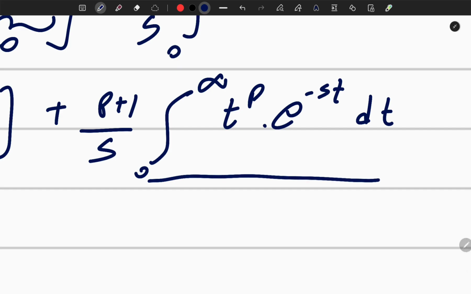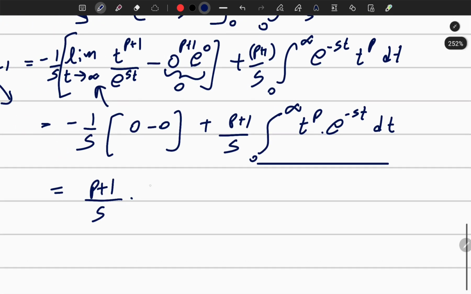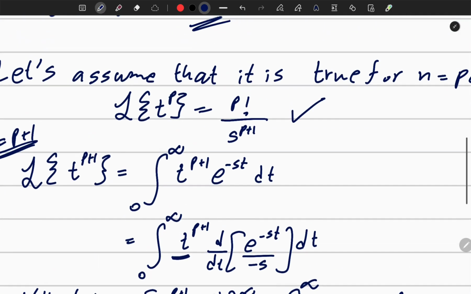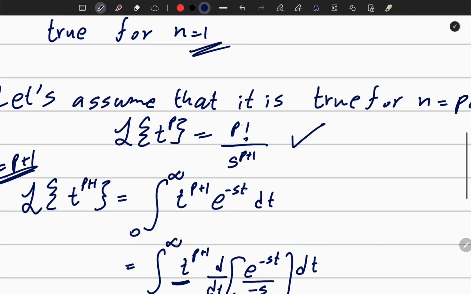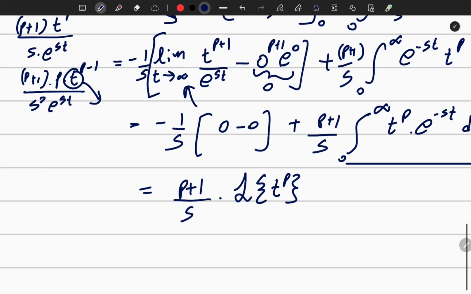This is what? This is the Laplace transformation of t^p, right? Laplace transformation of t^p. I assume that the Laplace transformation of t^p is p factorial over s to the p plus 1. So I can write (p plus 1) over s times p factorial over s to the p plus 1.